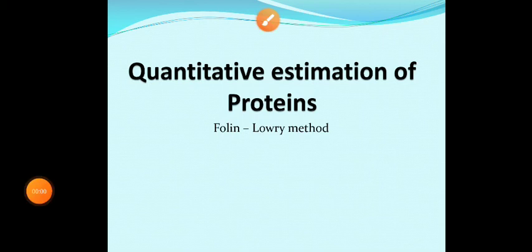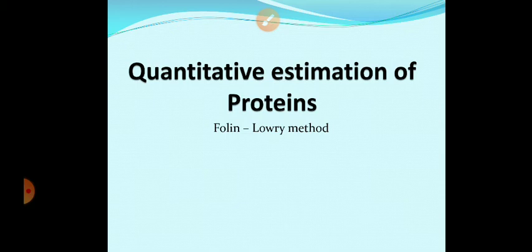Good afternoon, students. Today we are going to discuss quantitative estimation of proteins by the Folin-Lowry method. In the last practical, we discussed qualitative analysis of protein using various tests, where we just detect whether protein is present or absent in the given sample, by the biuret test, xanthoproteic test, ninhydrin test, sodium nitroprusside test, heat and acid precipitation test, and Millon's test.